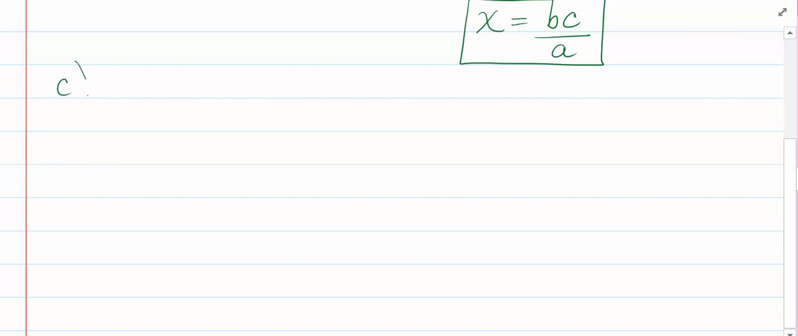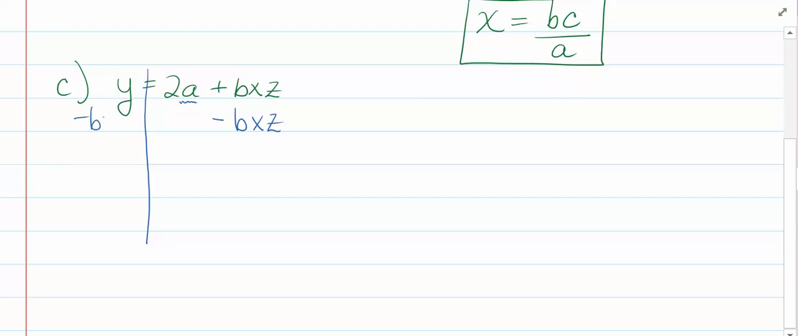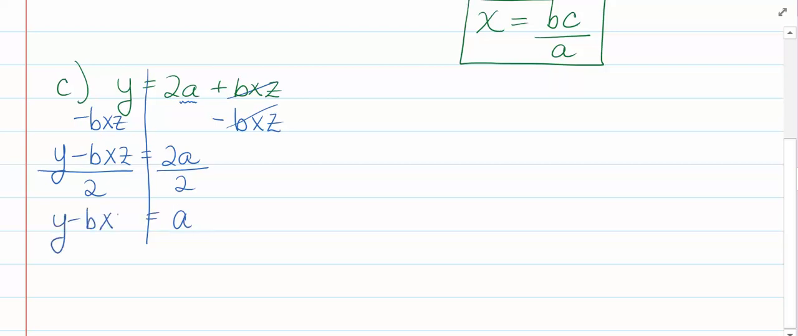So letter C, we have y equals 2a plus bxz, and it asks us to solve for a. So a is what we're getting by itself. Okay, so we need to figure out how to get rid of plus bxz. Well, I can just minus bxz from both sides. So y minus bxz equals 2a. Last step is I need to get a by itself, so I'm going to divide both sides by 2. So therefore a equals y minus bxz all divided by 2.